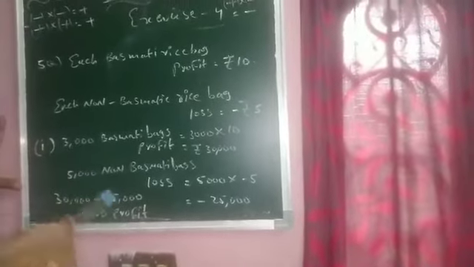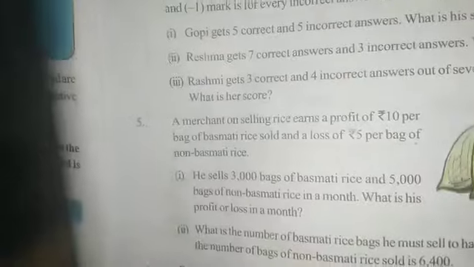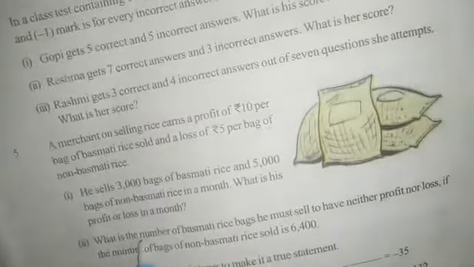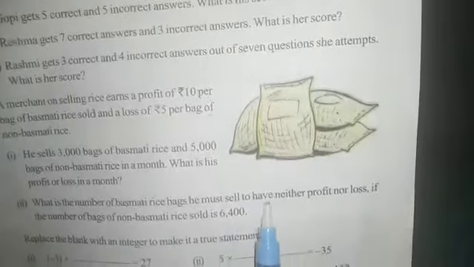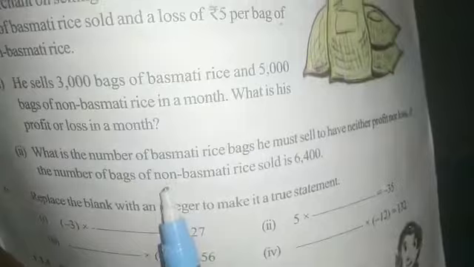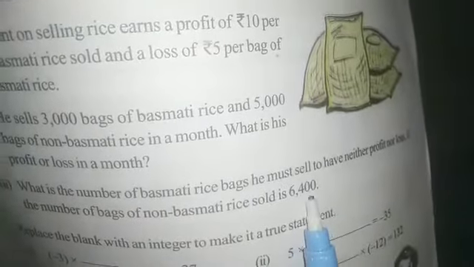Now we are going to the second question. This fifth question has Roman number 2. What is the number of basmati rice bags he must sell to have neither profit nor loss, if the number of bags of non-basmati rice sold is 6,400? This will be observed on the board.